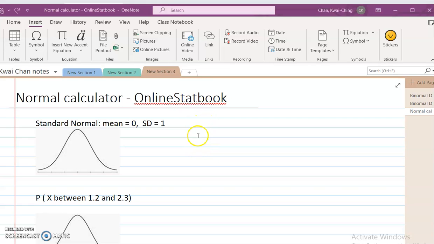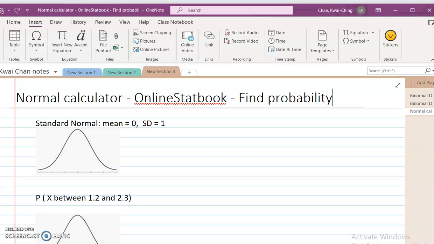Hello, statistics student. This video is for teaching you the steps to use the OnlineStatbook Normal distribution calculator, which is to find probability. So the goal is to find probability.